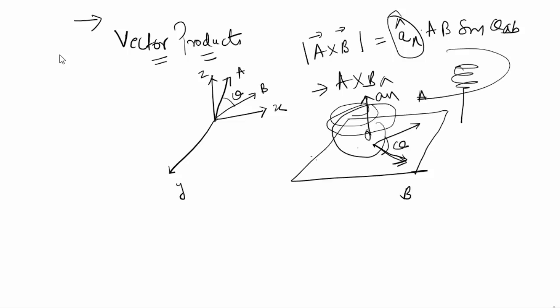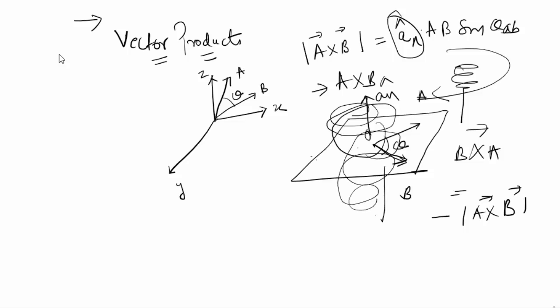Again, if I have B cross A, this will always be equal to minus A cross B. To represent that, you can simply say that now you are moving in the opposite direction, so my screw will be going downwards. So this is my a_n in that case. That's how you represent your a_n.